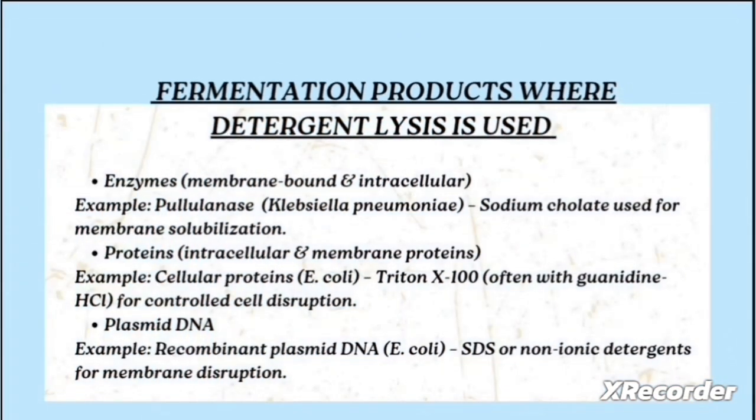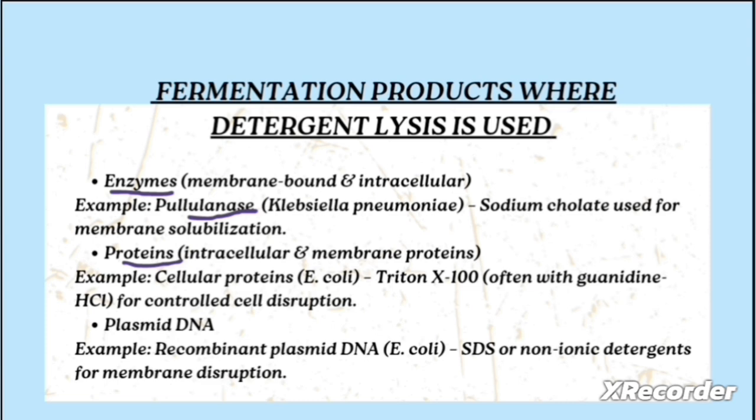So now let us understand a few fermentation products for which detergent-based cell lysis is commonly employed. First, for the recovery of many enzymes, both membrane-bound as well as intracellular enzymes, this detergent lysis is commonly done. For example, in case of pullulanase enzyme, which is a membrane-bound enzyme in Klebsiella pneumoniae, detergents like sodium cholate are used for membrane solubilization, and then the enzyme is released into the environment, which is then further purified.